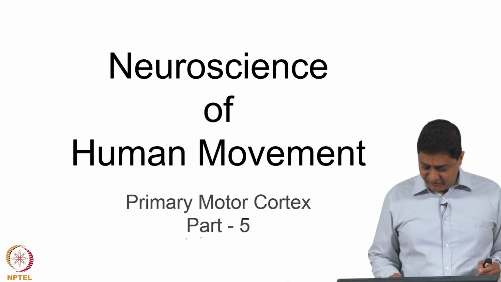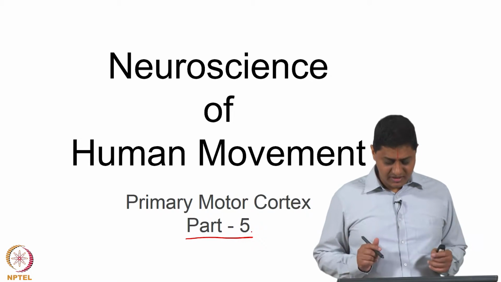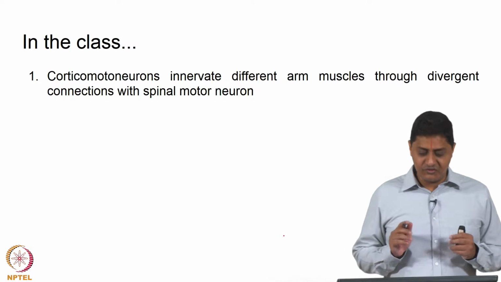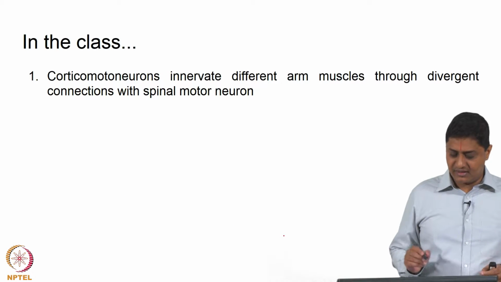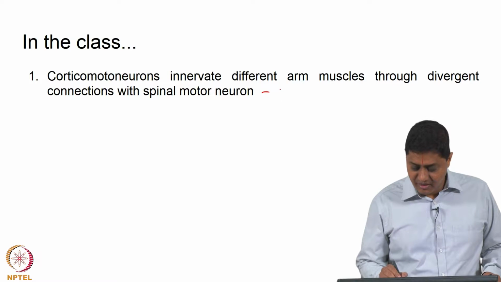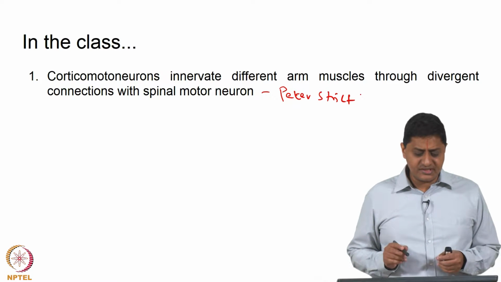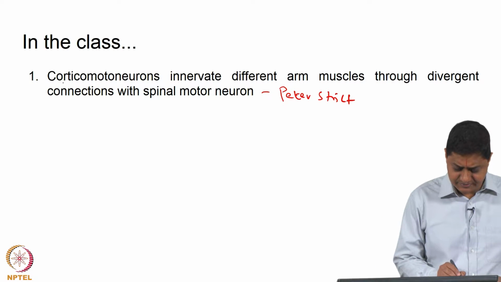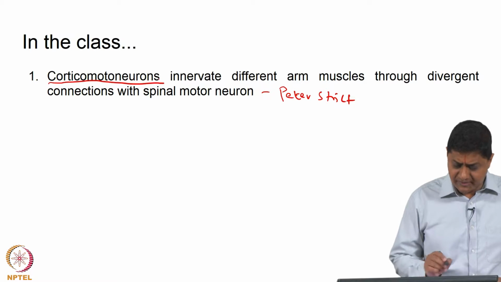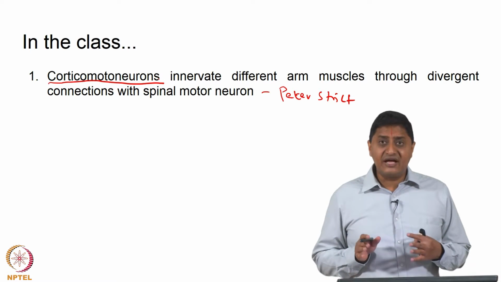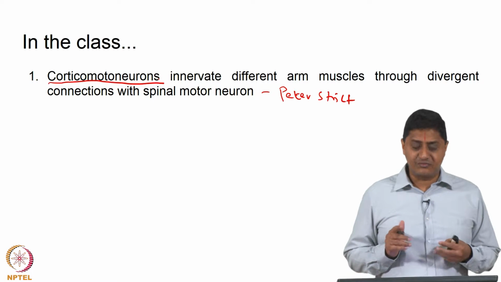So, welcome to this class on Neuroscience of Human Movement. This is part 5 of the discussion on primary motor cortex. Today's class we will exclusively be focusing on the work of Peter Strick, where a group of neurons called corticomotor neurons. What are these? We will have to discuss what this is. These innervate different arm muscles through divergent projections with spinal neurons.